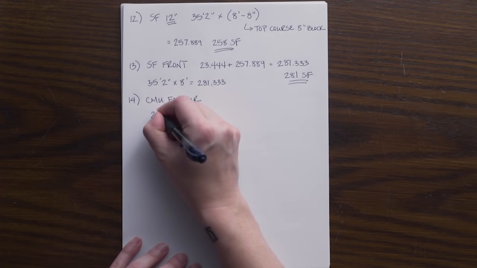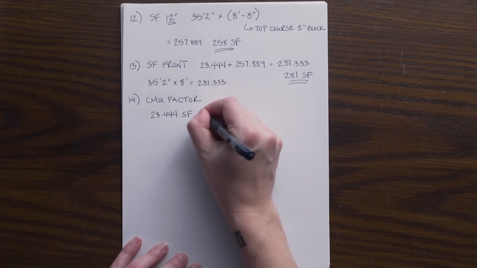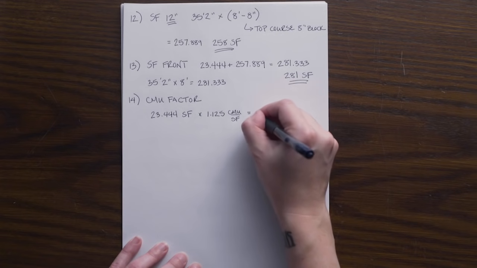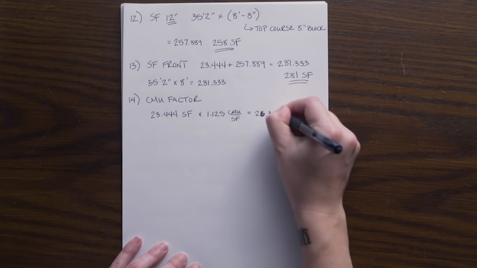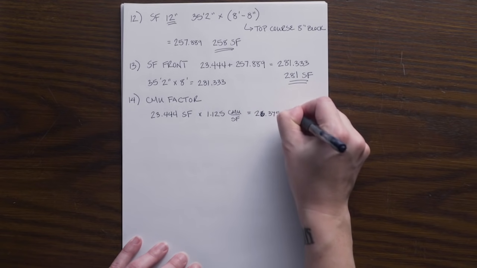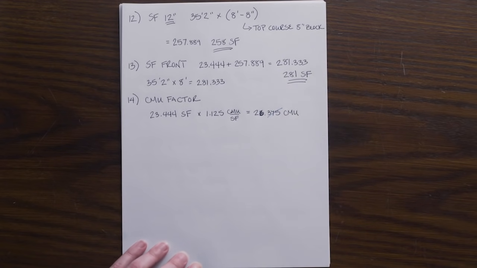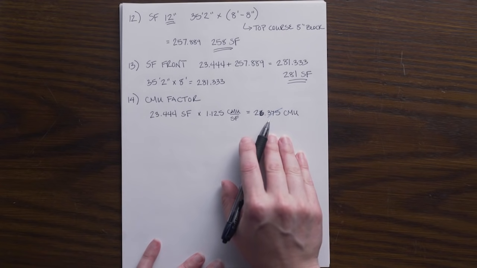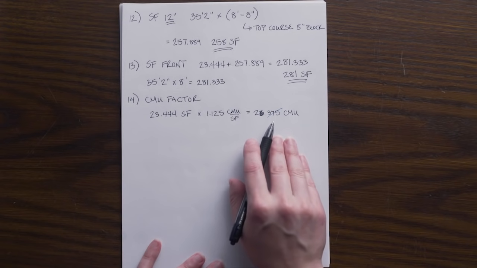So we have 23.4 repeating as our square footage. We multiply that by our 1.125 CMU per square feet, and we get 26.375 CMU. It is not possible to have a decimal of a CMU. What that means is you'll need to make a cut in the field because it will not be the full length of a CMU, but you cannot purchase a partial CMU.